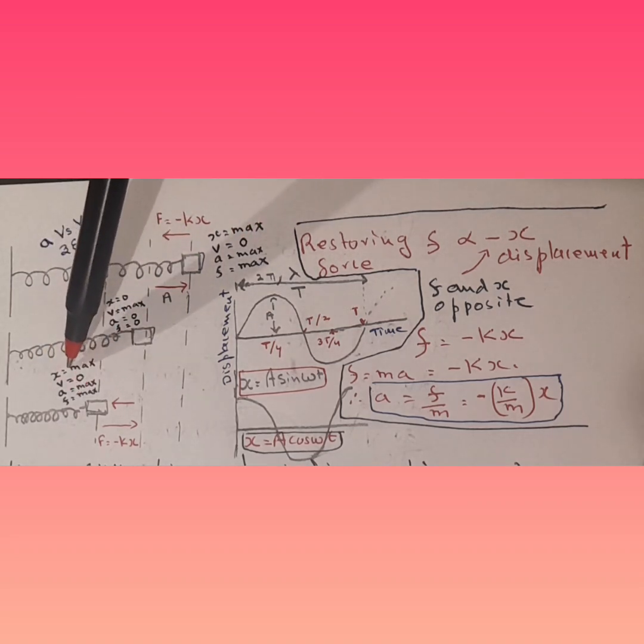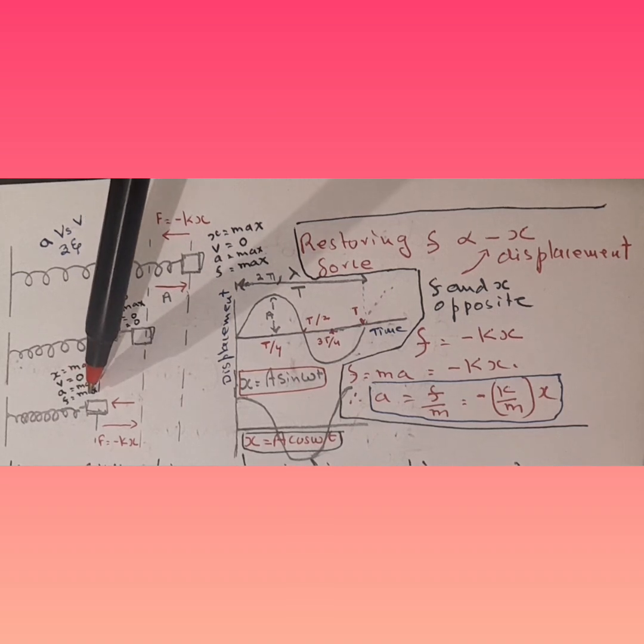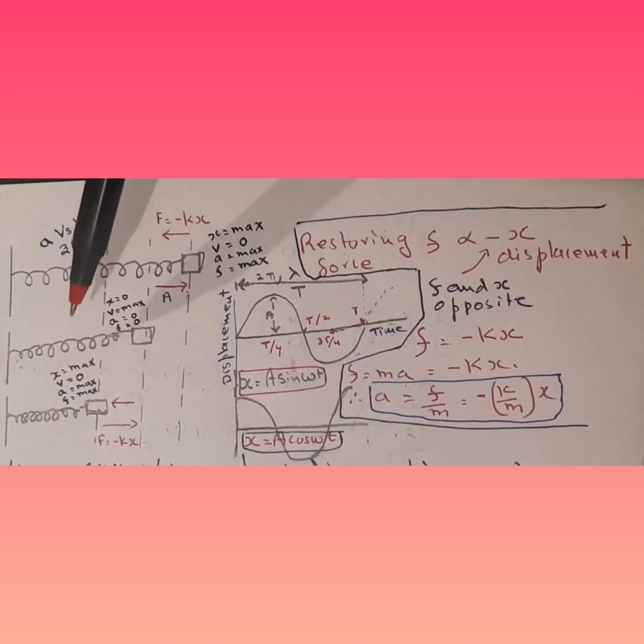So understood this part. Now this part is identical to that part. X is maximum, velocity is 0. Since velocity is 0, acceleration is maximum. Since acceleration is maximum, force also would be maximum. So this is what we understand from this. Let us get into a small derivation.